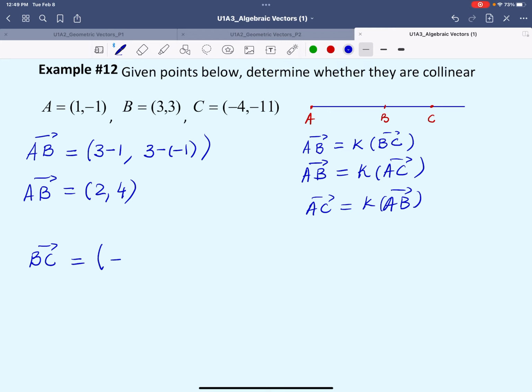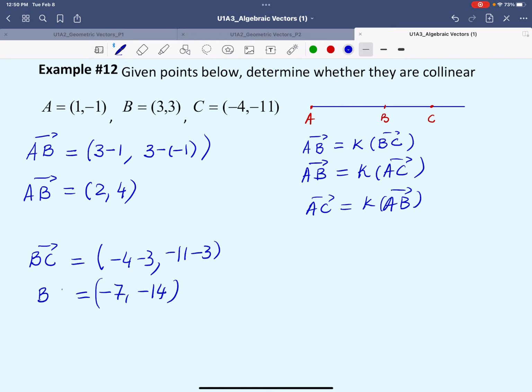So that would be negative 4 minus 3. And then y of c minus y of b. Y of b here. So it's negative 11 minus 3. So that would equal negative 7, comma, negative 14.